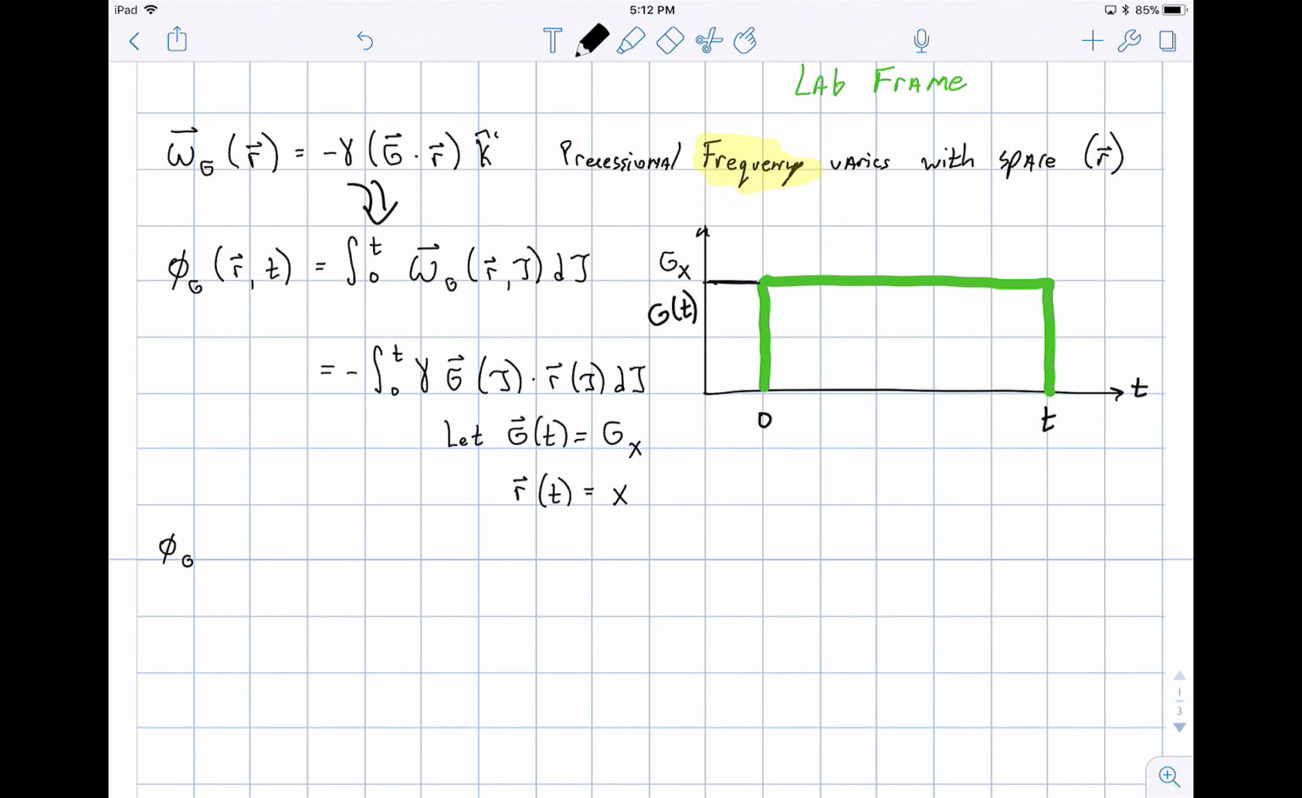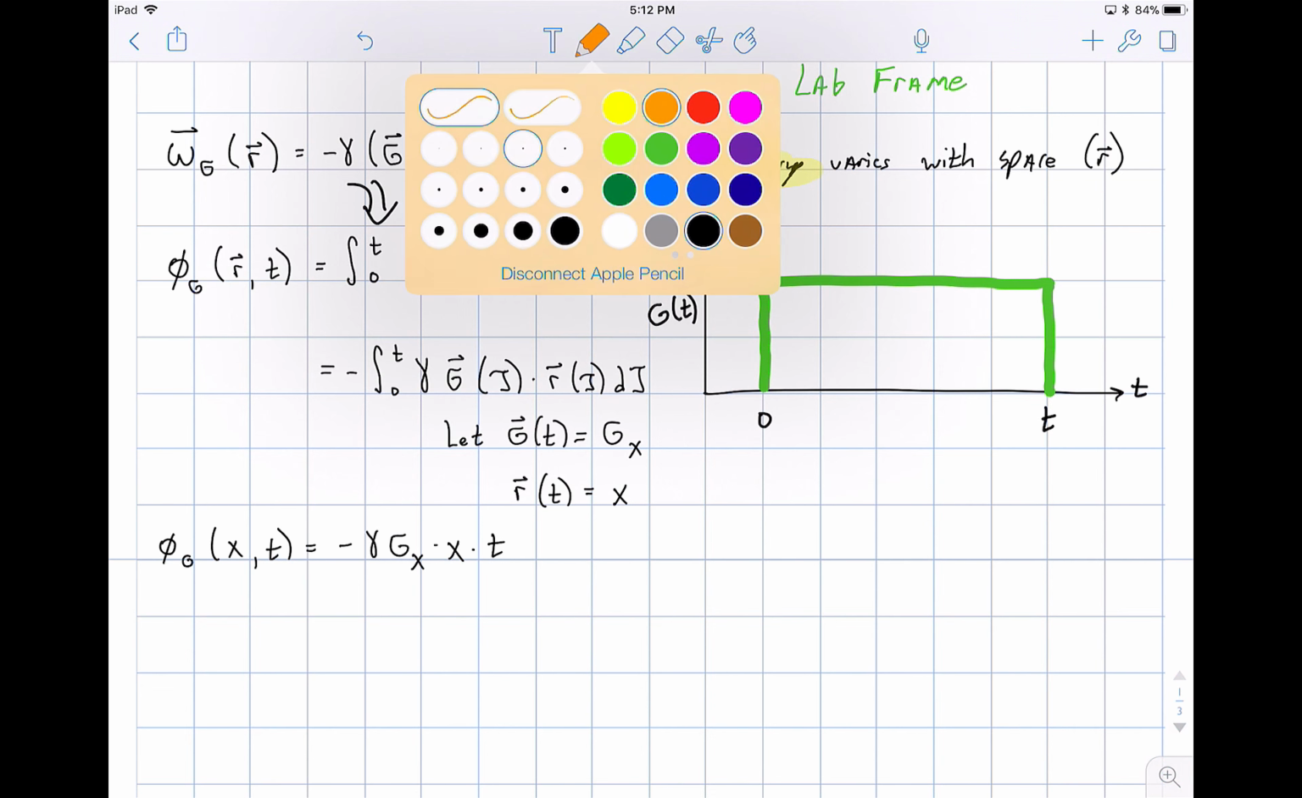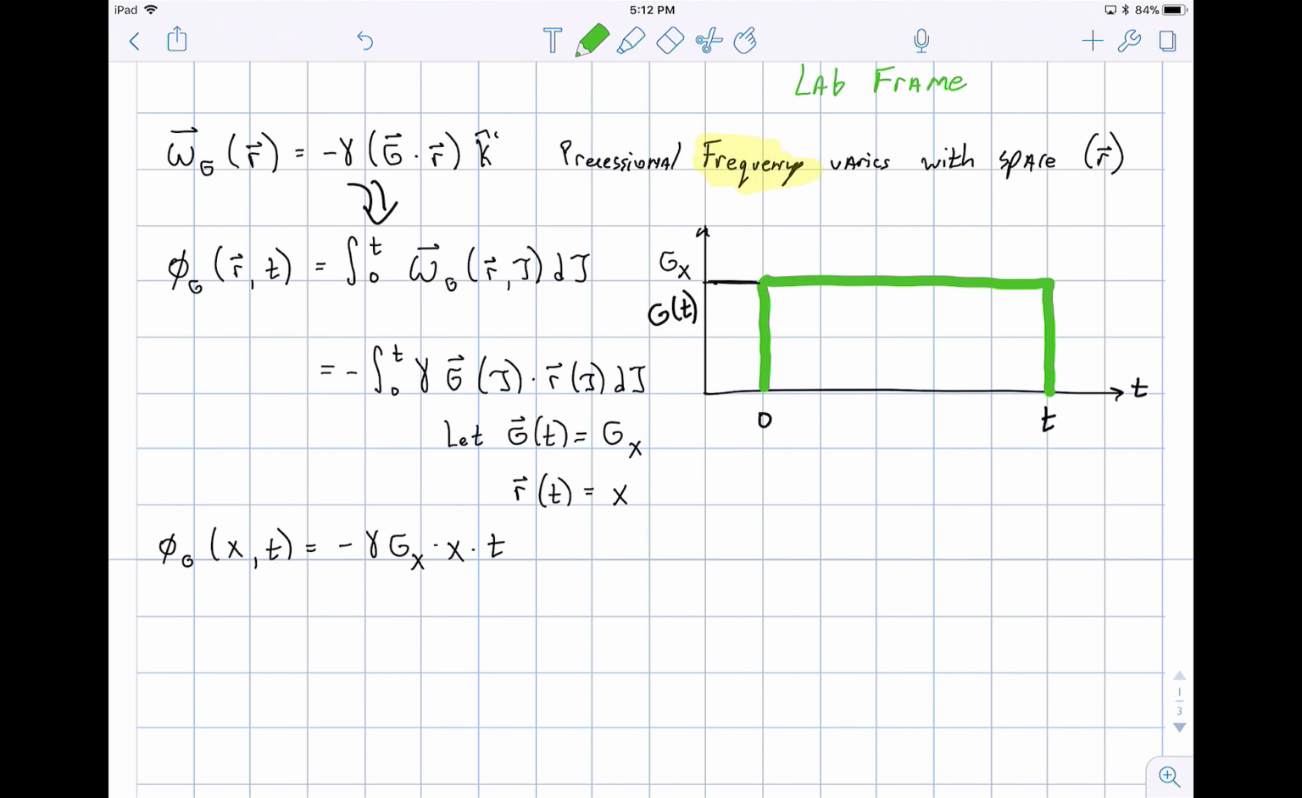We'll say that the phase from the gradient really just depends on where you are in space and what time it is. It's just minus gamma times gx times your x position times the duration. So what does that mean? Well, it means a couple of things. This here, our spin phase, that's the phi g.